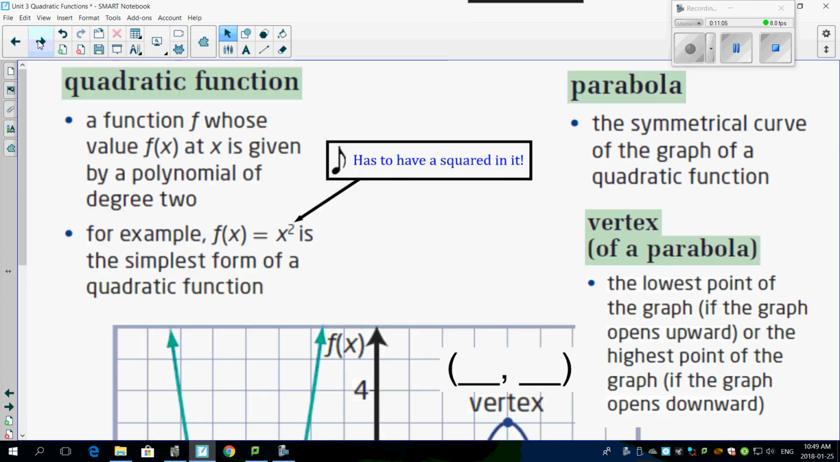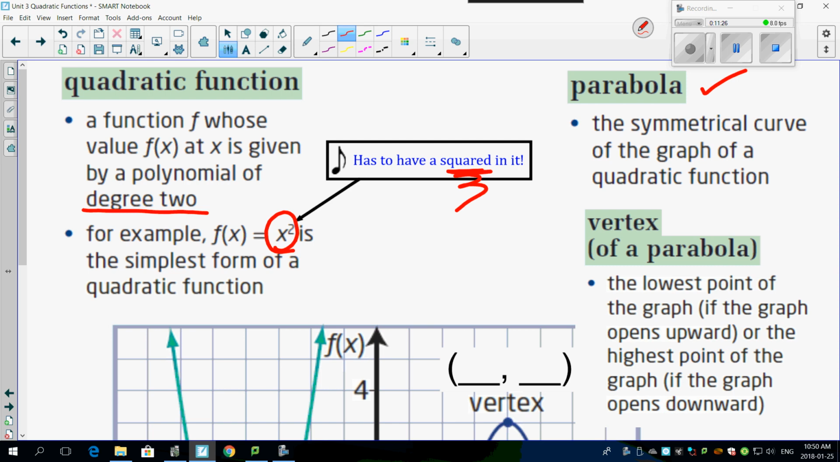Let's go to that page. Here it is. Nice summary of what we've done so far. Number one, what is the quadratic function? It's an f of x that has a degree of 2. For example, x squared. Notice it's got to have the square in it. Second thing, it makes a parabola.